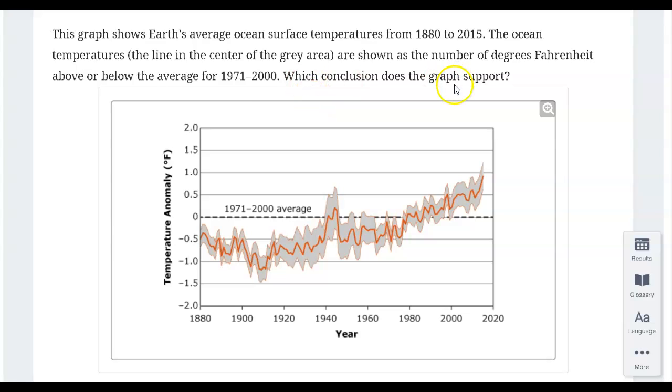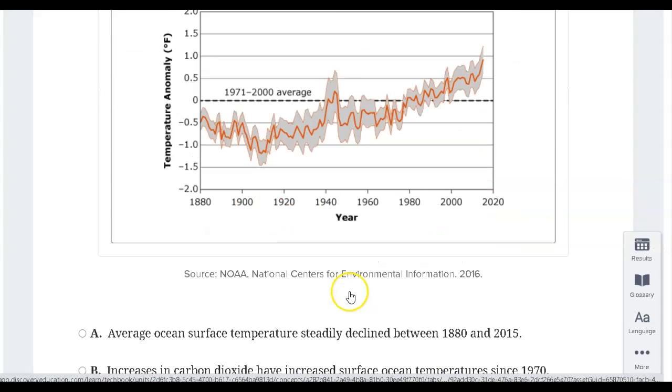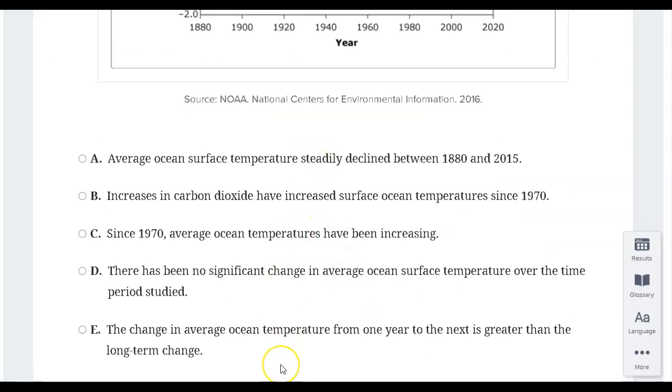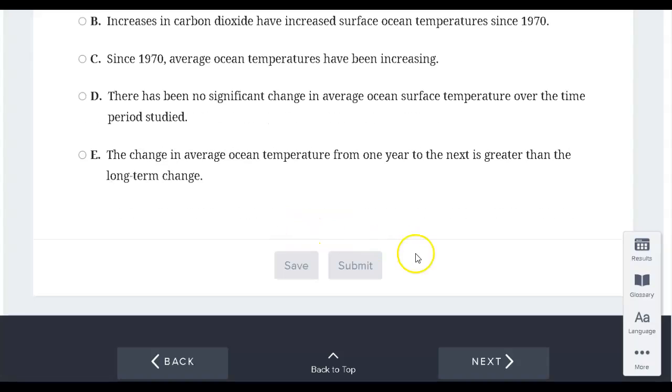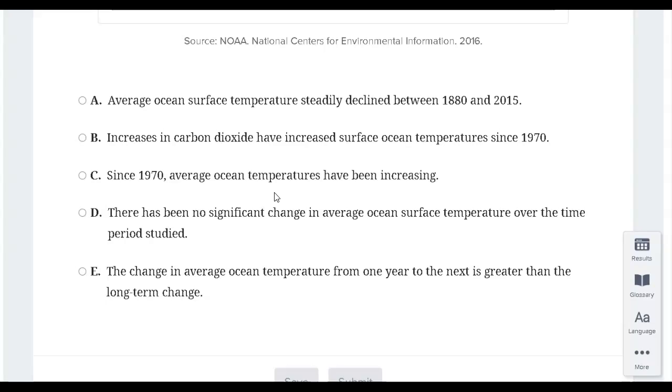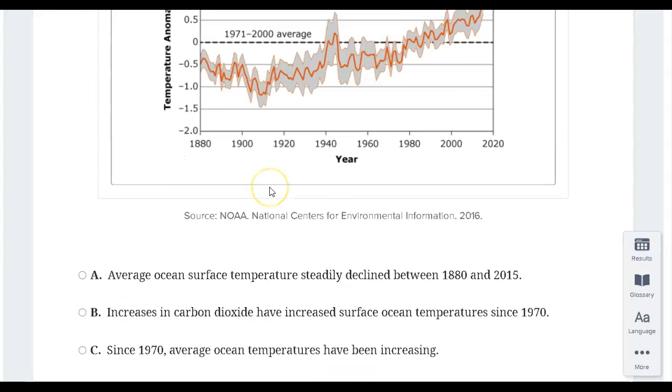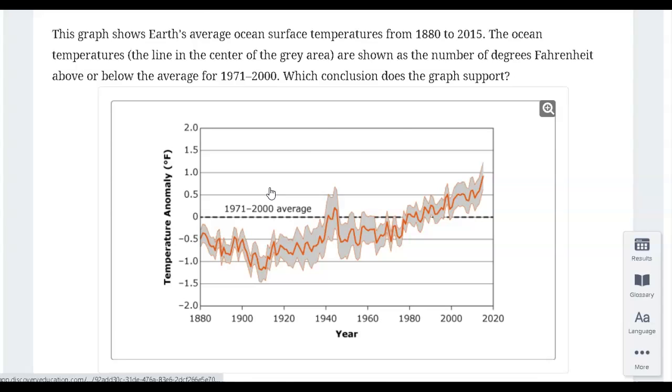So what conclusions does this graph support? Take a look at this graph and then read these conclusions and see if you can figure out which one the graph supports. Okay? When you're done, hit submit, and go back into your digital science notebook and complete your learning target reflection. I will take a minute now and read these to you guys in case anyone wants to stick around and listen to me read them.